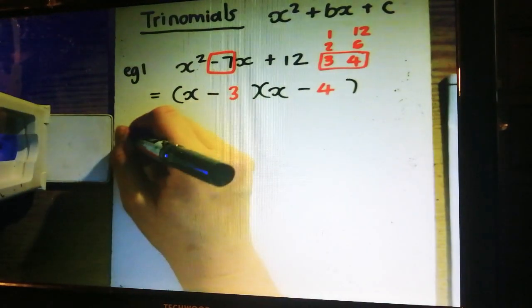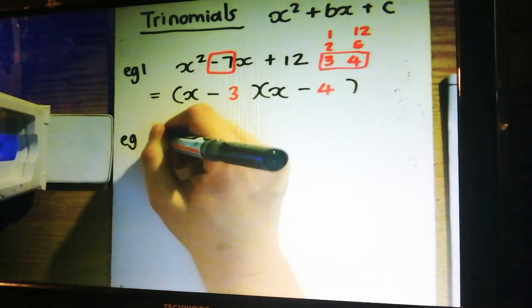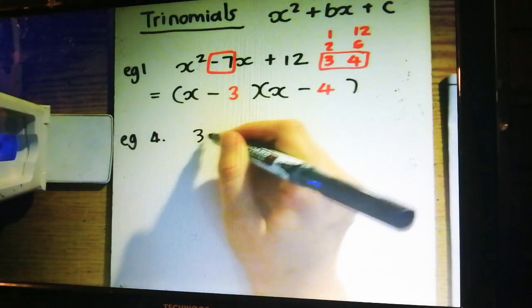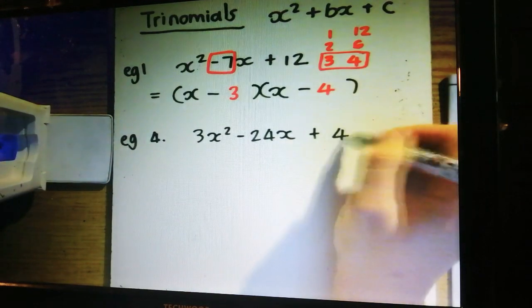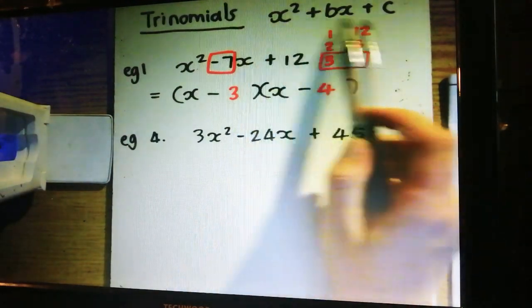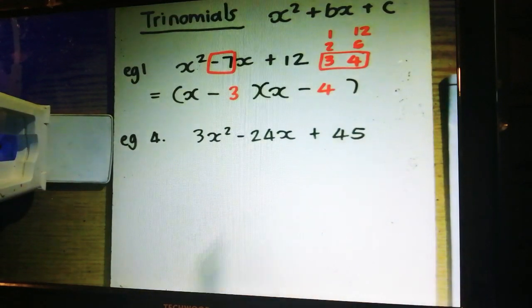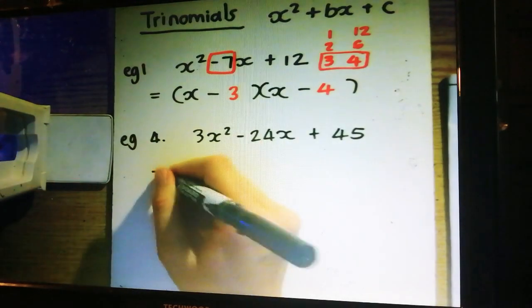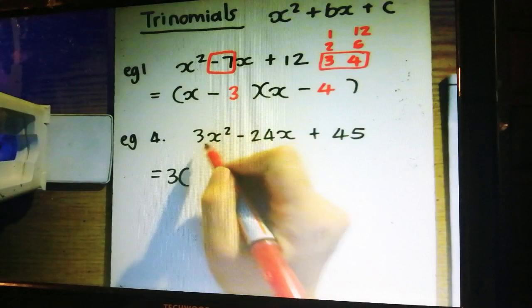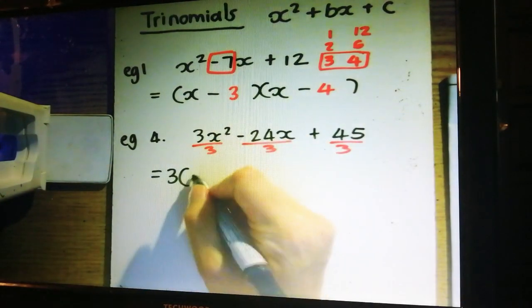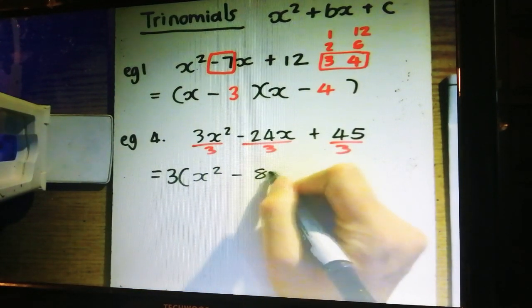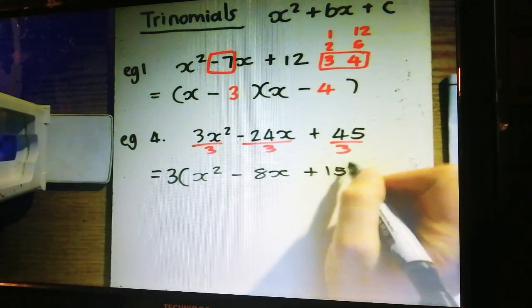I'm now looking at example 4. And example 4, I've got 3x squared minus 24x plus 45. Doesn't quite look like this just yet. And what do I notice? That 3 can go into each of those. So I take 3 out as an HCF. Take 3 out, which means I must divide each term by 3. And what am I left with? X squared minus 8x plus 15.